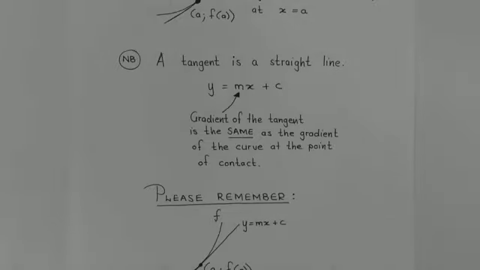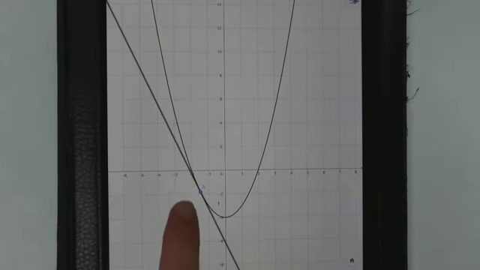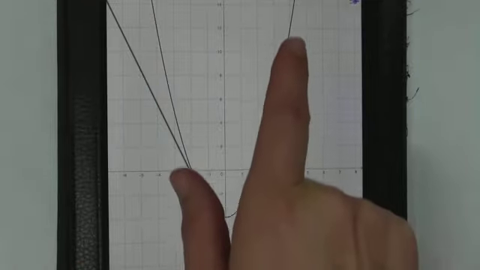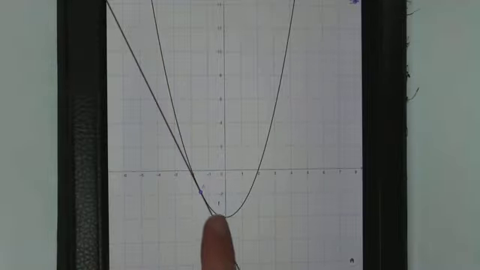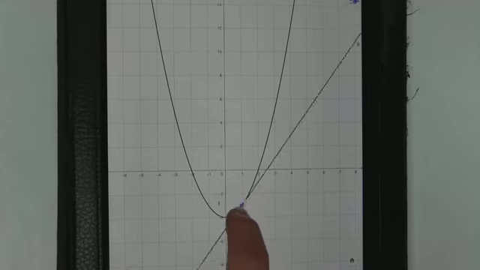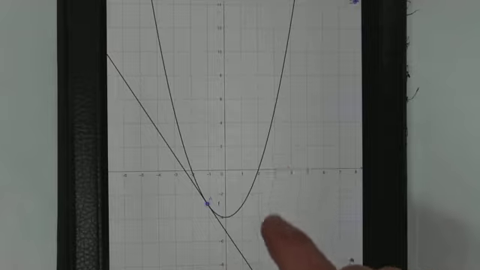So if I bring back my iPad again and I just look at this, this is the part that you need to notice. The gradient of the curve, and you'll see it's got a changing gradient, that curve. So over there, the gradient is negative, and then over there, the gradient is positive. But the gradient of that tangent, that straight line, is exactly the same as the gradient of the curve at that particular point of contact. So that's why if I change the point of contact, I change the gradient of the tangent, because at that point of contact, the graph has differing gradients.